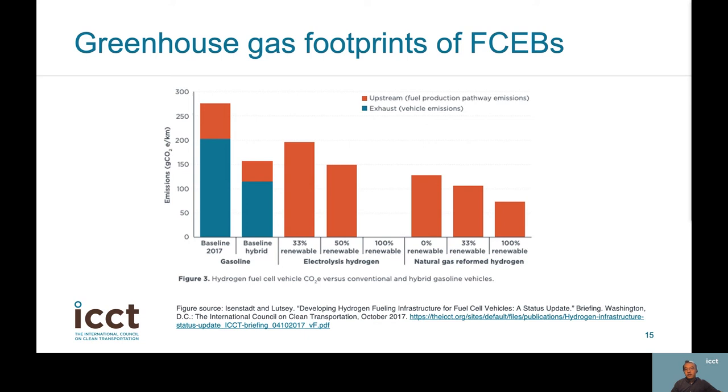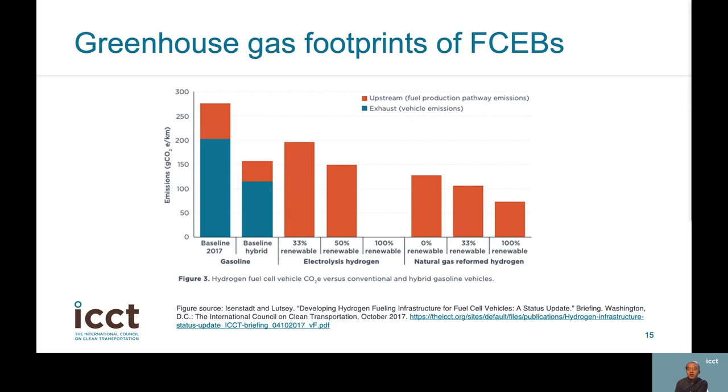Like battery electric buses, hydrogen fuel cell electric buses are considered zero emission. The combustion of hydrogen only generates water, so there are no tailpipe emissions from FCEBs. The life cycle greenhouse gas emissions of hydrogen FCEBs will depend on the source of the hydrogen.